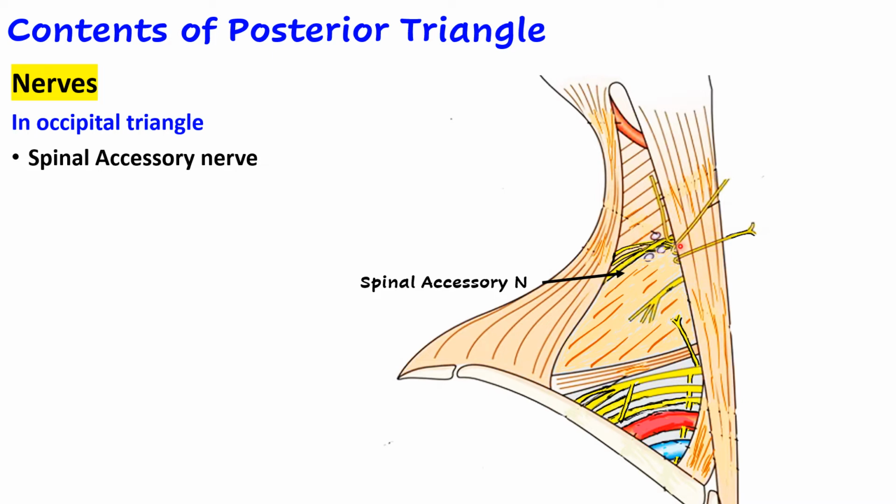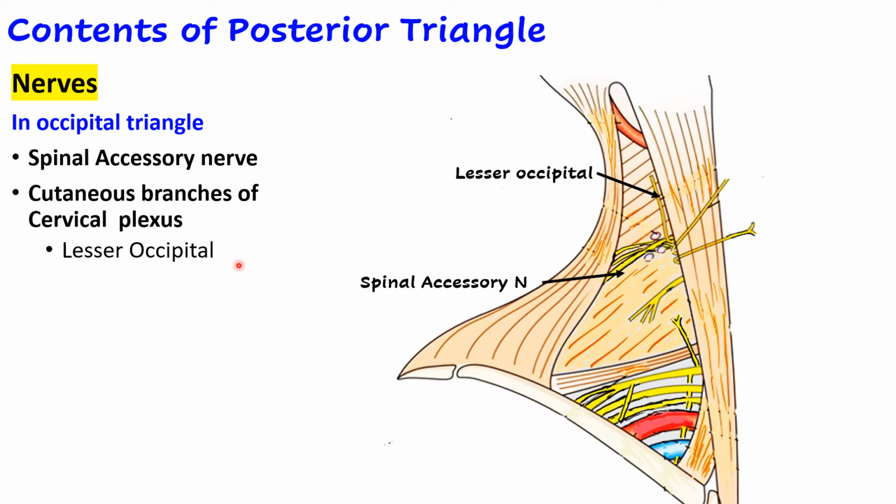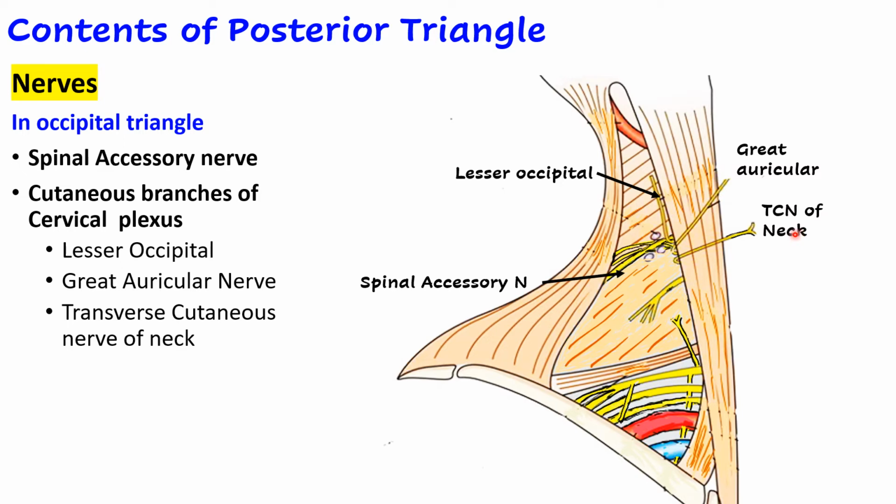And this you can see here is running downwards and laterally towards the trapezius. So the first nerve is this one. Then what do we have? Those four cutaneous branches. Remember those four cutaneous branches? First is the lesser occipital, second is the great auricular, third is the transverse cutaneous nerve of the neck, and the fourth is the supraclavicular nerve.